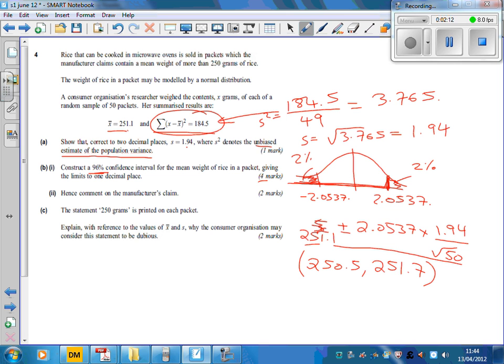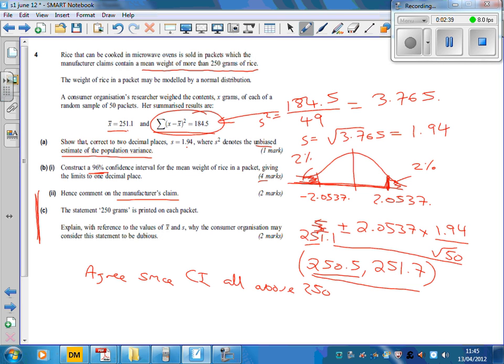Now the comments, here we go, 4 marks on comments here. The manufacturer's claim, what did they claim? They claimed that the mean weight was more than 250 grams. Well, I think we'd agree with that claim. We'd agree since the lower bound of the confidence interval is above 250. So this looks like a good thing. Make sure we say agree and then give our evidence. That's for the 2 marks we want here.